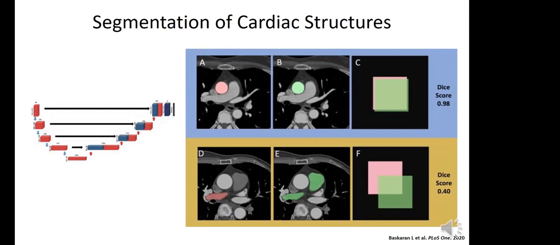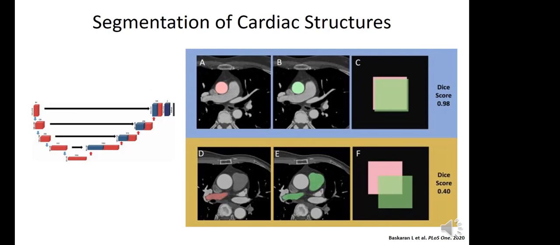Bhaskaran and colleagues used the dataset of annotated CT images from 206 patients in order to develop a deep learning model for segmentation of structures from CT images. On the left is the overall structure of the model used, and on the right is an example of a good prediction mask, as exemplified by a dice score that is close to 1, and an example of a poor prediction with a dice score that is 0.4.